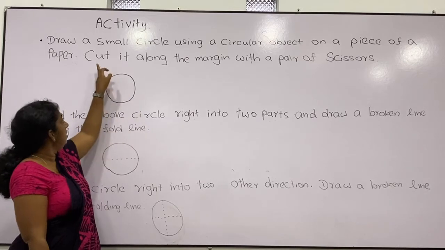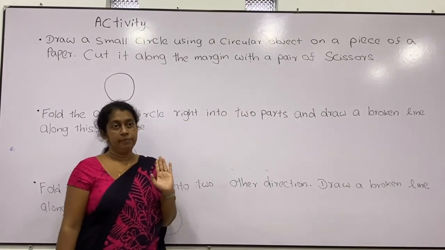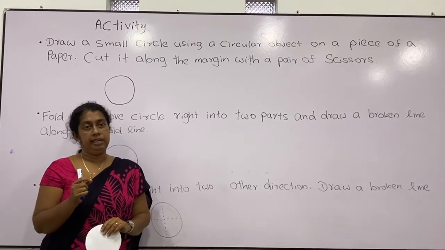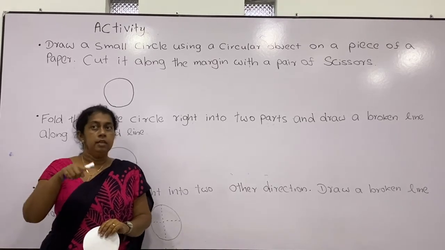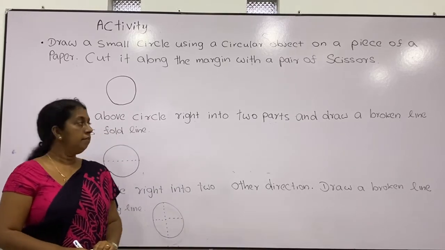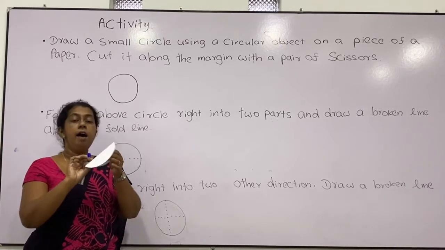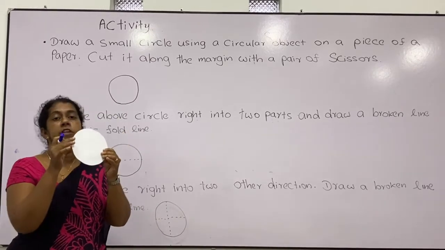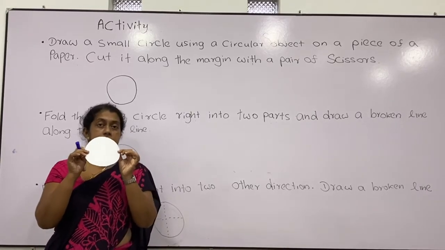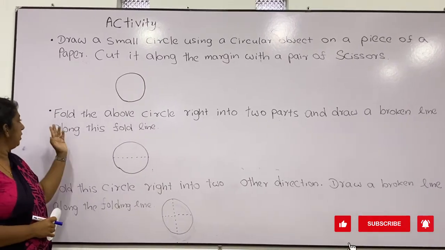And after that, cut it along the margin with a pair of scissors. After drawing your circle on the paper, you can cut it along the margin or along the curved line using a pair of scissors. Right? Then you will have a circle like this. Now, I have a circle like this which I cut using a circular object. Right.